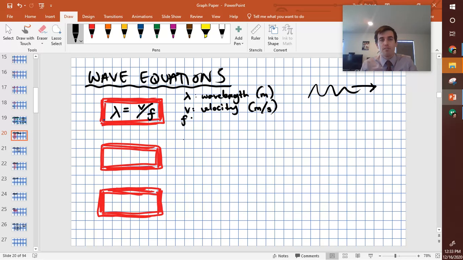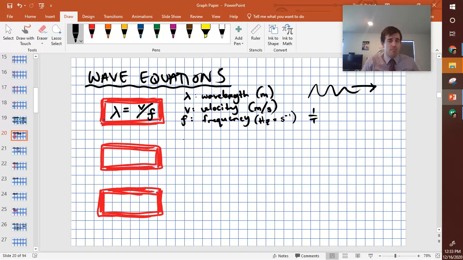And then finally, we have frequency. And frequency is once again 1 over time, or 1 over period. So the official units are hertz, but a hertz is really just an inverse second. So don't be too confused by a hertz. It's really just a fancy way of writing 1 over seconds.